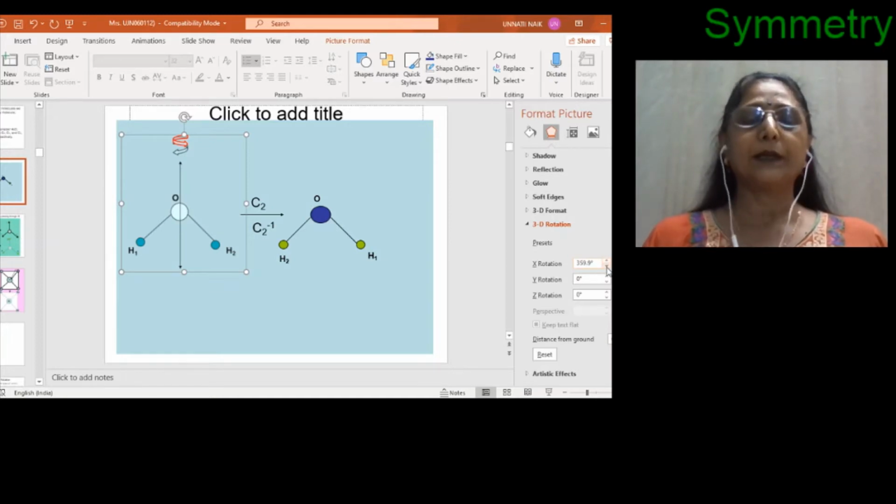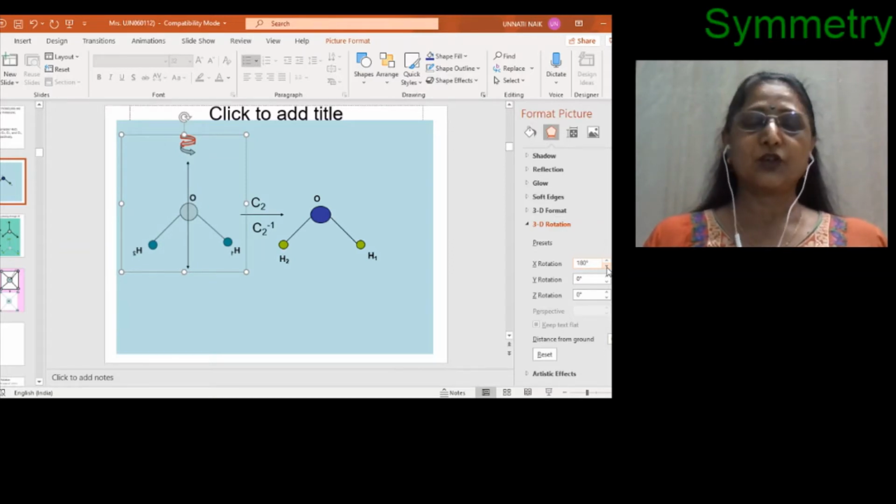Now I will rotate the molecule around this axis in the opposite direction. Then what will happen? Let us see. I am rotating in the opposite direction by the same degree, that is 180 degrees, and this is my structure. You can see that this is the structure we obtained earlier with the C2 axis of rotation. Now I am getting it by rotation around the axis but in the opposite direction. That's why we represent it as C2 inverse.